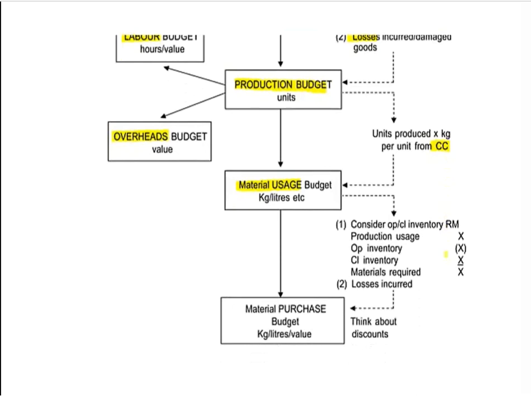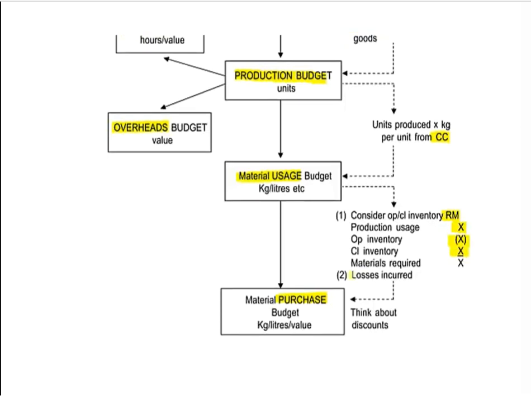Before we can think about how many units of materials we need to purchase, again we need to think about inventory, but this time it's inventory of raw materials rather than finished goods. So we can think about how much we need for production, again take off what we already have in stock and add on what we want to have at the end of the period. And again we might need to consider any losses or discounts when we're working out the value of those materials to purchase.